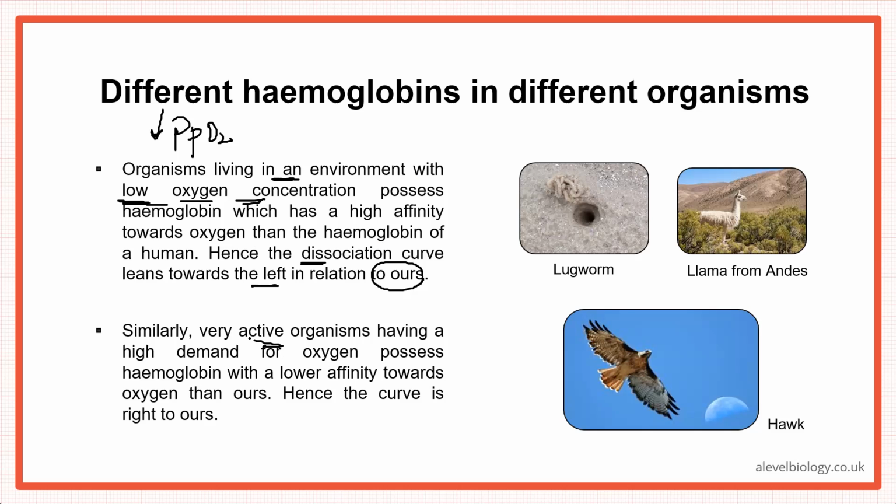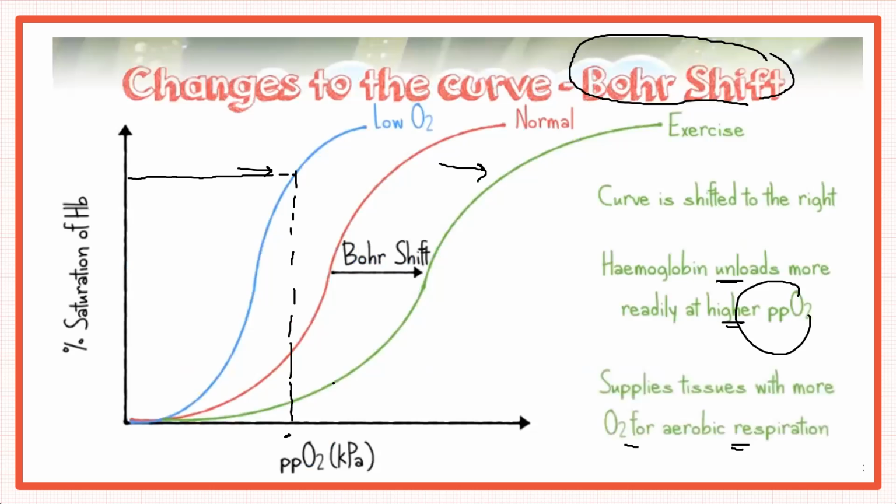Similarly, very active organisms are producing more carbon dioxide and have a high demand for oxygen. What happens is they have hemoglobin which has lower affinity for oxygen. Lower affinity means the oxygen will be readily removed or unloaded from the hemoglobin molecule. So because of this, the curve will be shifted towards the right. Again, if you look at this, say the same concentration, but now what you notice is this part here. This is the curve shifted towards the right, but now look at the pressure.